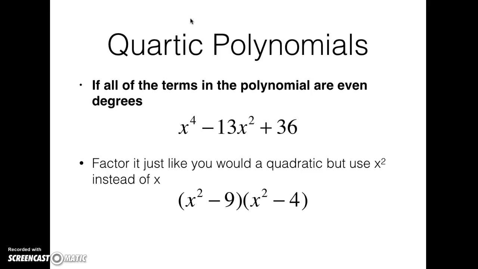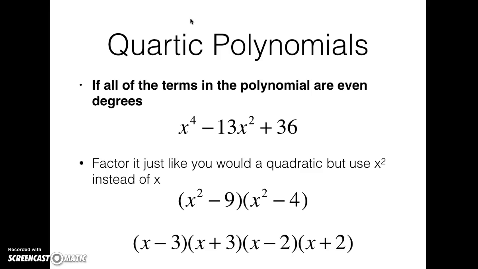These quadratics can be factored even further because they are the difference of perfect squares, so we can break down the factors even further into x minus 3 and x plus 3, x minus 2 and x plus 2.